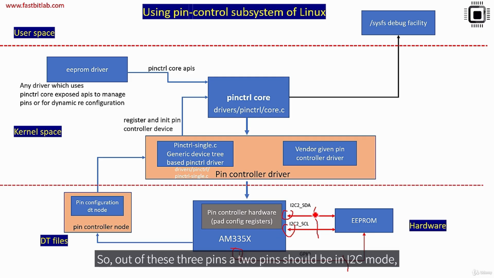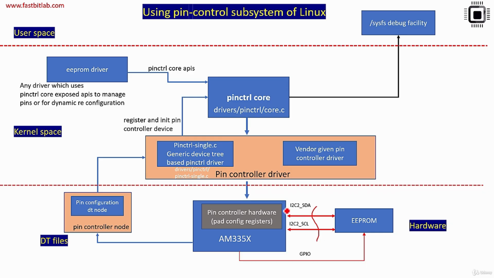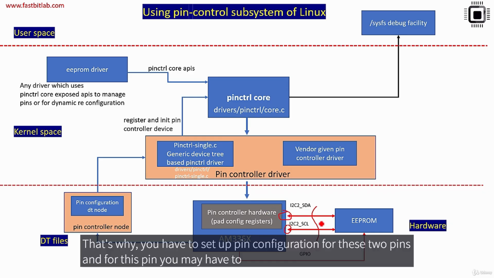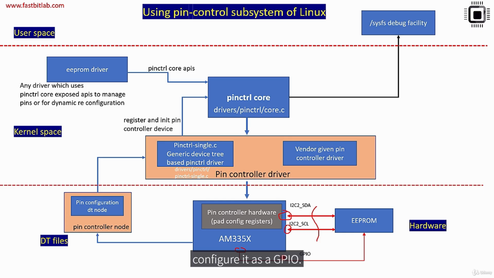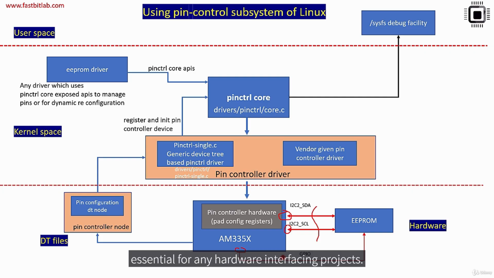Out of these 3 pins, 2 pins should be in I2C mode. Otherwise, the I2C communication won't work. That's why you have to set up pin configuration for these 2 pins. And for this pin, you may have to configure it as a GPIO. If you see this example, you can understand that pin configurations are pretty much common or essential for any hardware interfacing project.